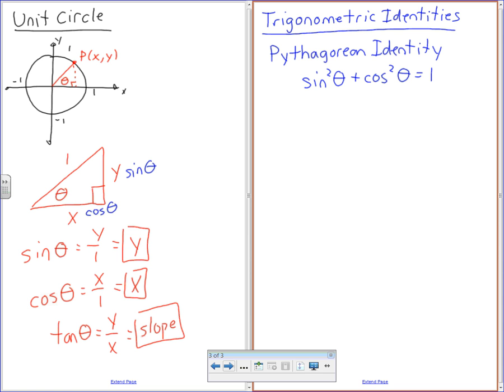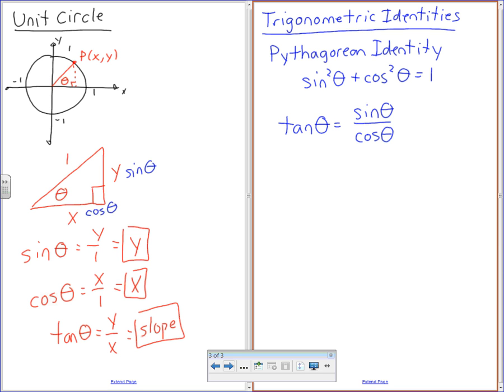The quotient identity is going to be what tan equals. What does tan equal? Right. The reason for that is y over x, so we're going to say sine theta over cos theta. Very nice. This is coming back to people. Katie, you're good? This is starting to come back, yes?